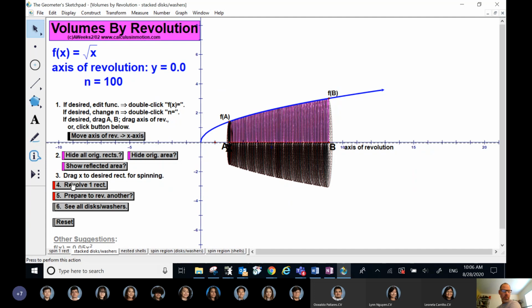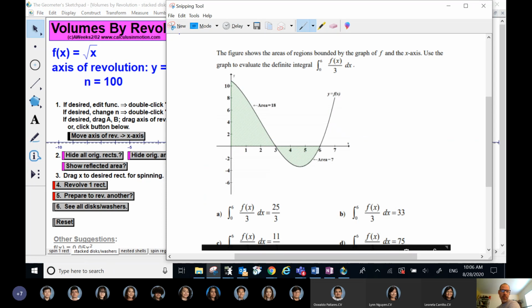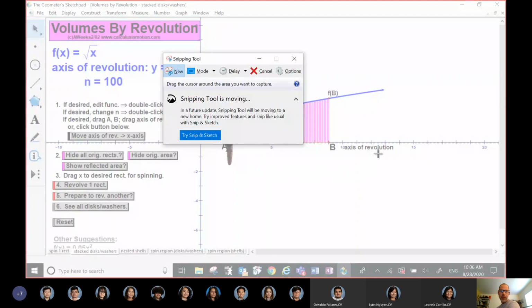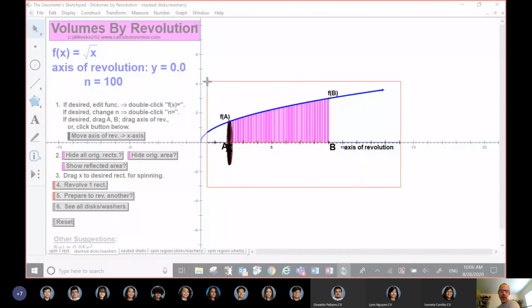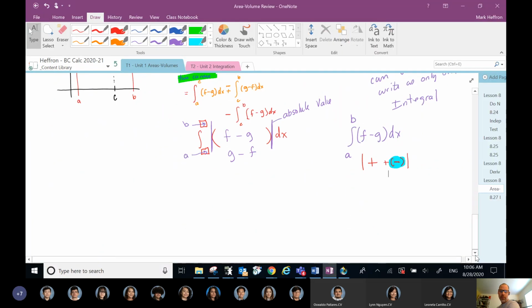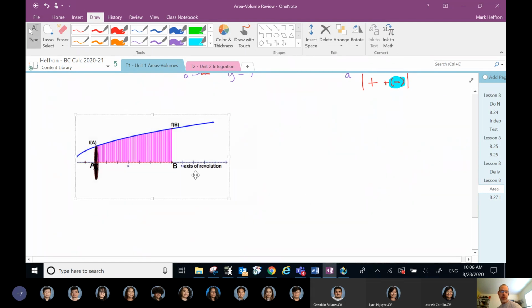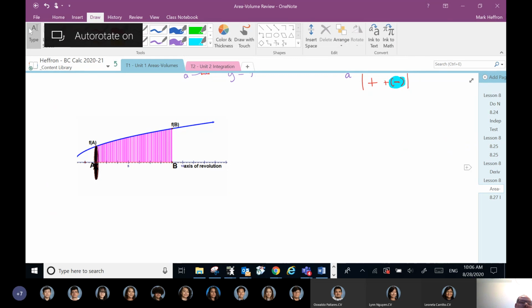And so I'm going to clean this up a little bit. We're just going to have one of them. And I'm going to take this picture to our OneNote. What would be the formula for the volume of this? Just assuming this is just f of x, just like you see it. Let me give you a second.